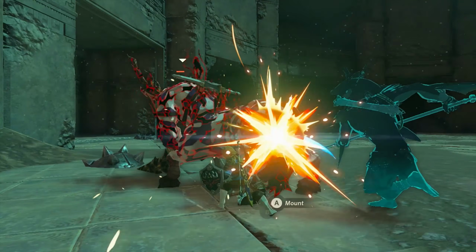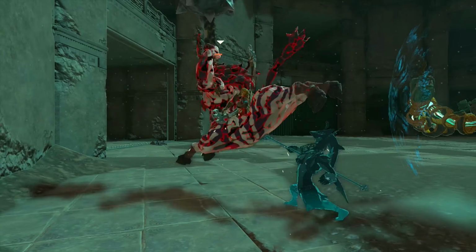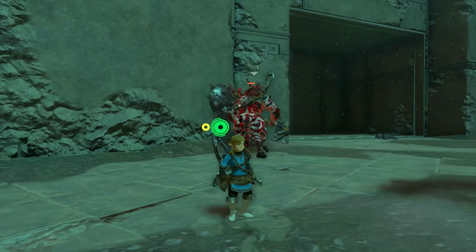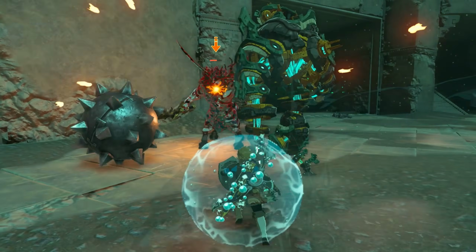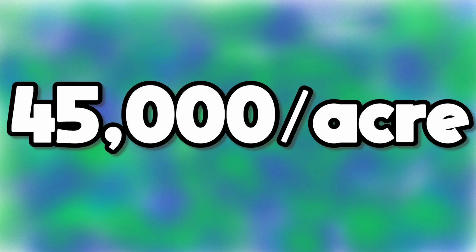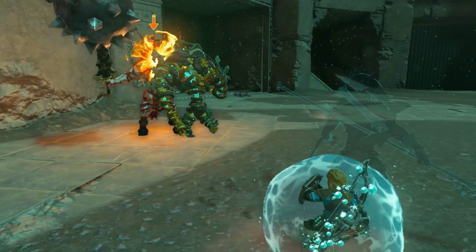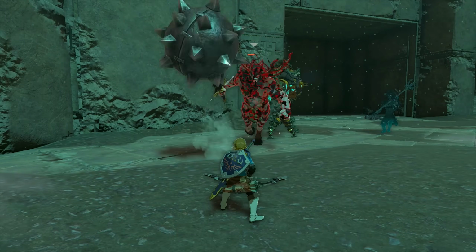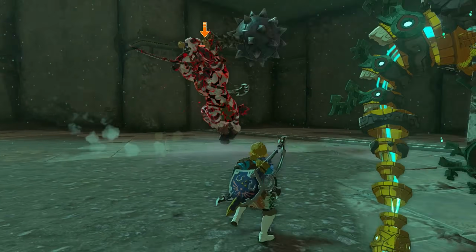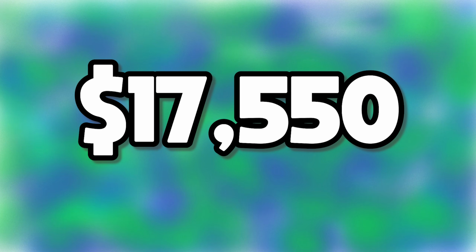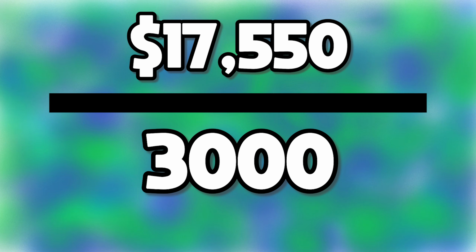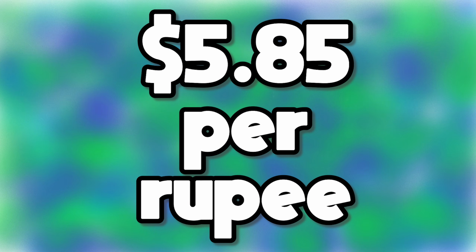I tried to find average prices for undeveloped land in Maine, but even then the prices varied quite a bit. After hours of searching, I noticed that one number kept popping up quite a bit, $45,000 for an acre. This might not be entirely accurate because there are so many variables to account for, but it should be close enough. 1,512 square meters of land in Maine would be about $17,550. Then, by dividing this number by the price of the plot in Tears of the Kingdom, we get $5.85 per rupee.